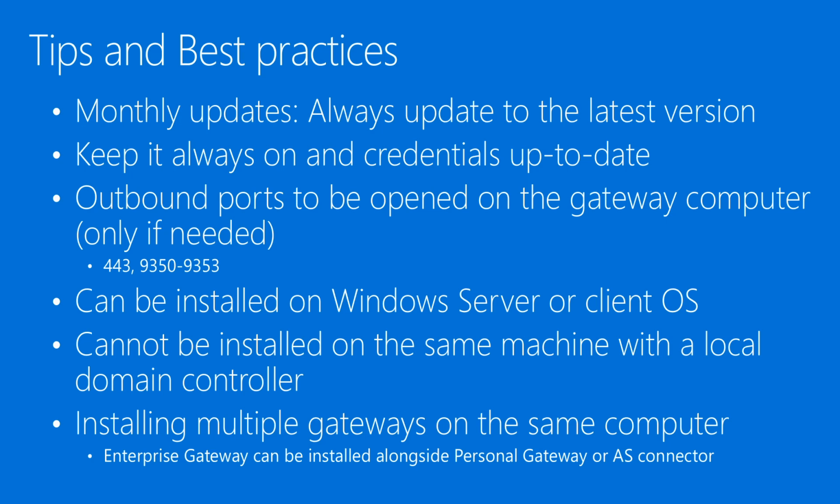The next one is it cannot be installed on the same machine as your local domain controller. We've seen some issues with customers where they install the enterprise gateway on the same machine with a local domain controller, so the enterprise gateway will not be able to perform correctly. So we ask you not to install them on the same machine. And finally, installing multiple gateways on the same computer is something you can do, whether with an enterprise gateway side by side with a personal gateway or side by side with a different enterprise gateway. You can do that as long as you keep an eye on the perf counters and make sure the gateway is performant and running and servicing your queries without adding any regression.